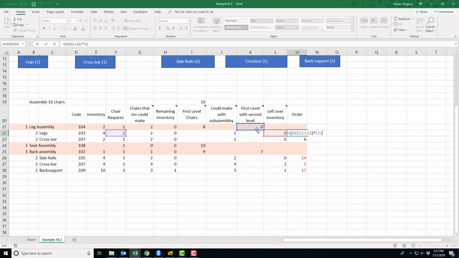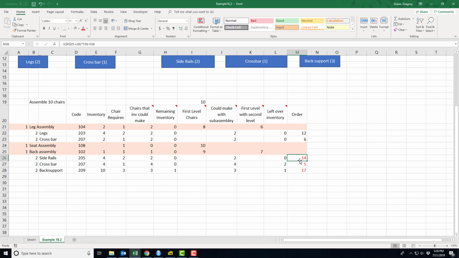I said, okay, I have 6 chairs left to make. I don't have any inventory left over at the second level for those 6 chairs. So that's 6 minus 0 chairs that I can make, so 6, times my requirements per chair. I have to have 2 legs per chair, telling me I need 12 legs on order. Same thing here. I have 6 minus 0, so I have 6 chairs I still need crossbars for on the leg assembly, and I need 1 crossbar per chair. So I have 6 times 1, which is 6.